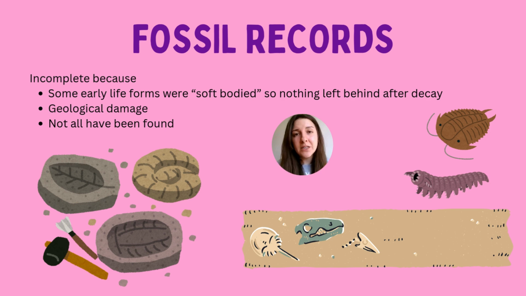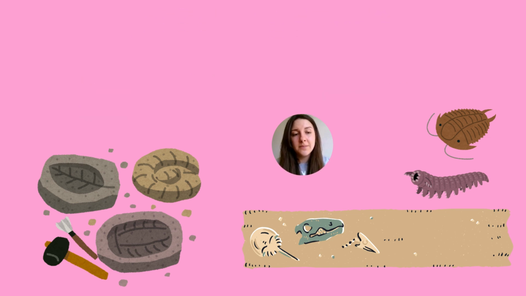They may have been damaged as well. So a lot of the records that we have are fragile because they're thousands, millions of years old. So they can be damaged just through geological means, like earthquakes, for example, but also in the transportation process. Scientists are very skilled in what they do, but again, sometimes damage can occur along the way. So that is also why fossil records are incomplete.